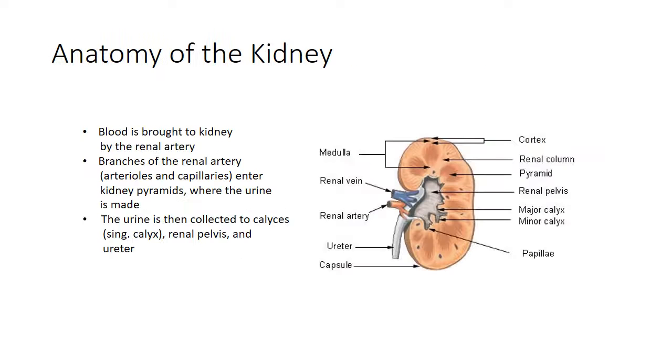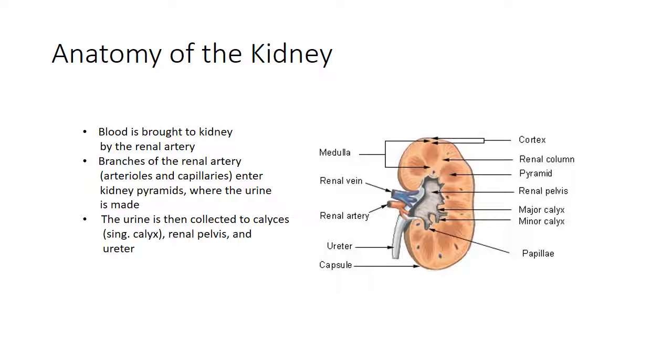Then a little bit about the anatomy. This is a very quick and simple overview of the anatomy of the kidney. So you see the kidney, bean-shaped organ. The blood is brought to the kidney by the renal artery. You see on the left an arrow points to this red-colored blood vessel. It says renal artery. Then the branches of the renal artery, arterioles and capillaries, enter the so-called kidney pyramids. You see pyramids shown slightly darker than the rest of the kidney. That's where the urine is actually produced, in the pyramids.